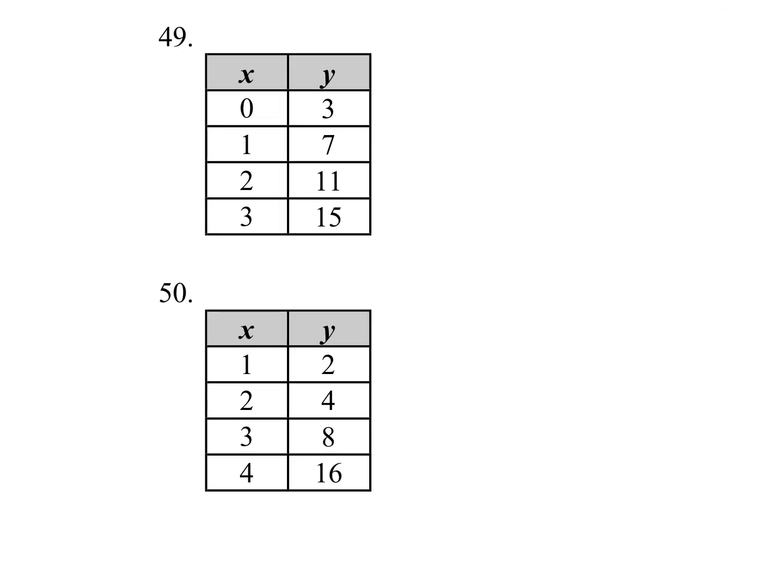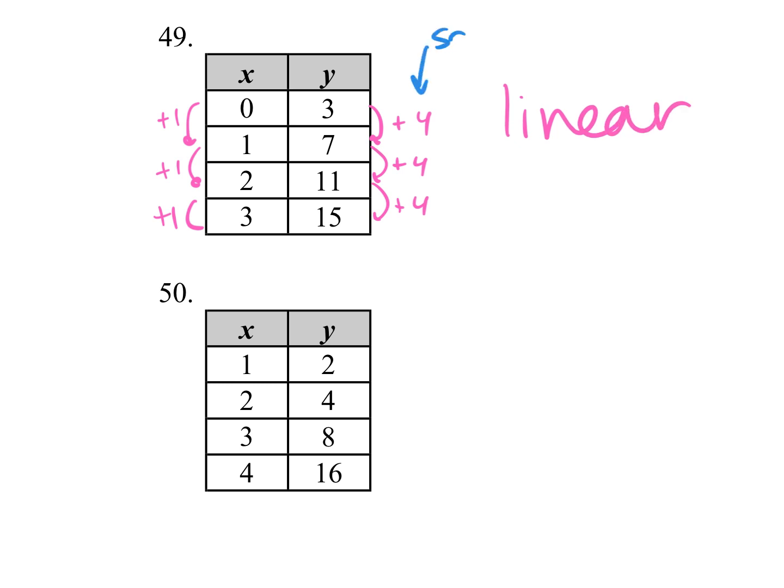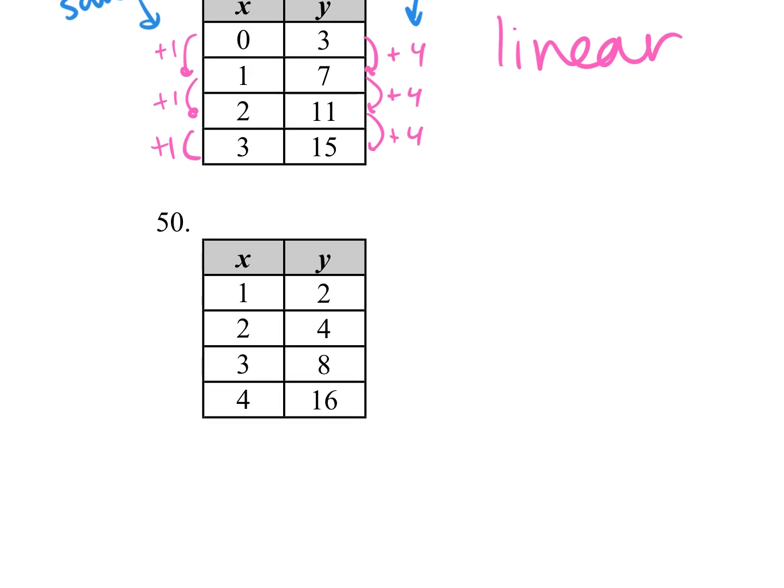On the next page, it says determine whether the table represents linear or exponential functions. So linear, the x and y increase at the same rate. So x is going up by 1, and y is going up by 4 each time. So plus 1, plus 1. So this would be linear. So because these are the same, it's linear. But for the next one, these are going up by 1 for the x's. And the y's are increasing. We're adding 2 here, we're adding 4 here, we're adding 8 here. So this would be exponential because it's growing faster than just being constant.